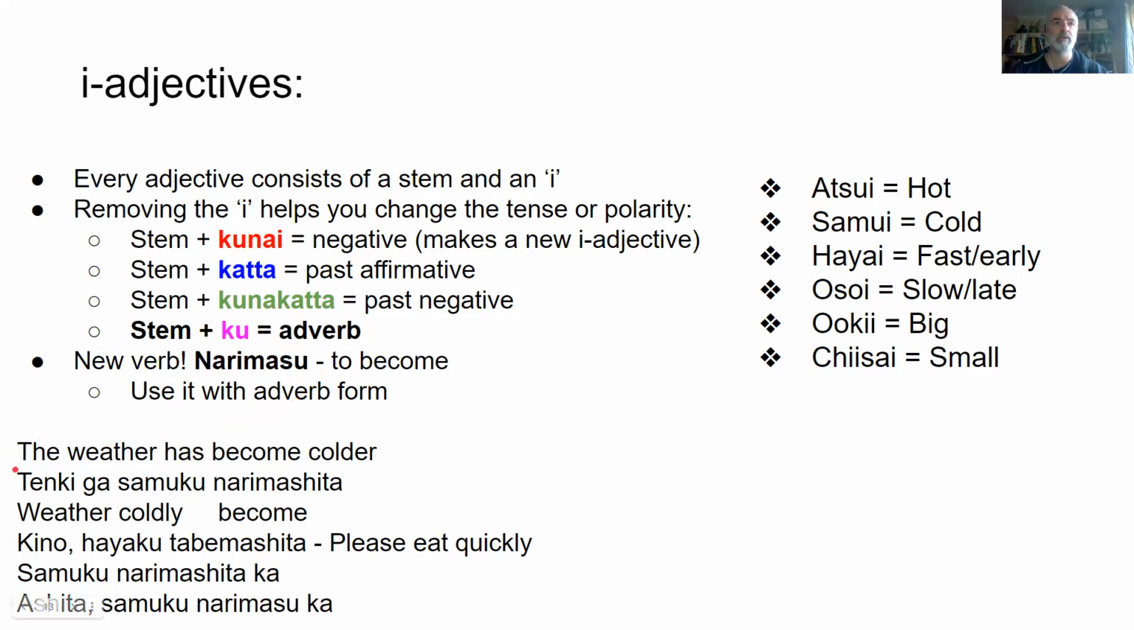Here we've got some examples. The weather has become colder. Tenki ga, tenki means weather. Samuku, so this means towards cold, narimashita, has become. Samuku narimashita. And then yesterday, I ate, oh, sorry, this should be I ate quickly. Kinou hayaku tabemashita. Kinou hayaku tabemashita.